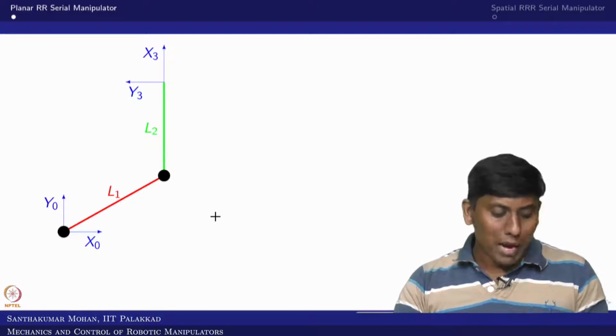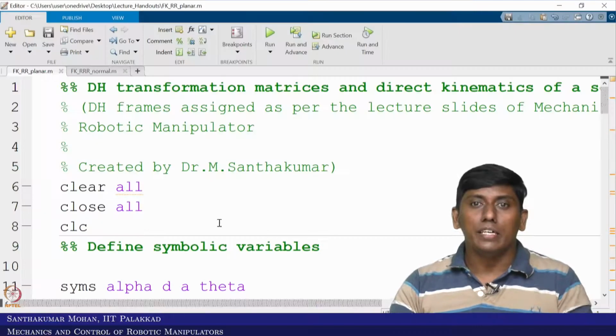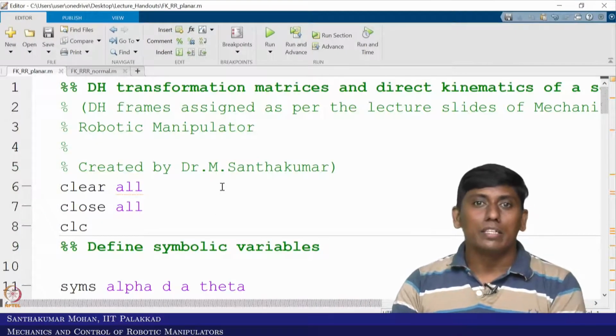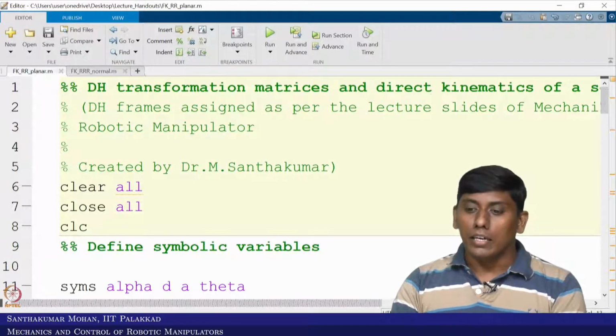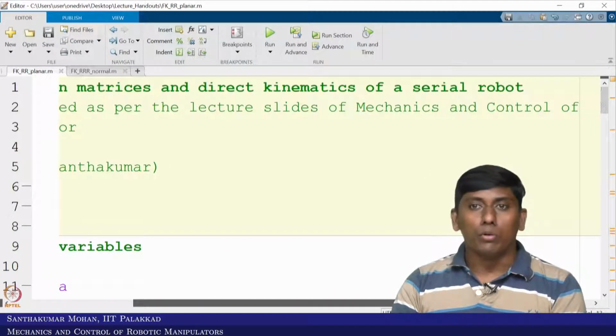We will go to the MATLAB window and see. I have already created a file for you, and I will be explaining how I generated it. This is a DH transformation matrix and direct kinematics of a serial robot. This is the general code. The same code can be used for any serial robotic manipulator. That is the whole idea.